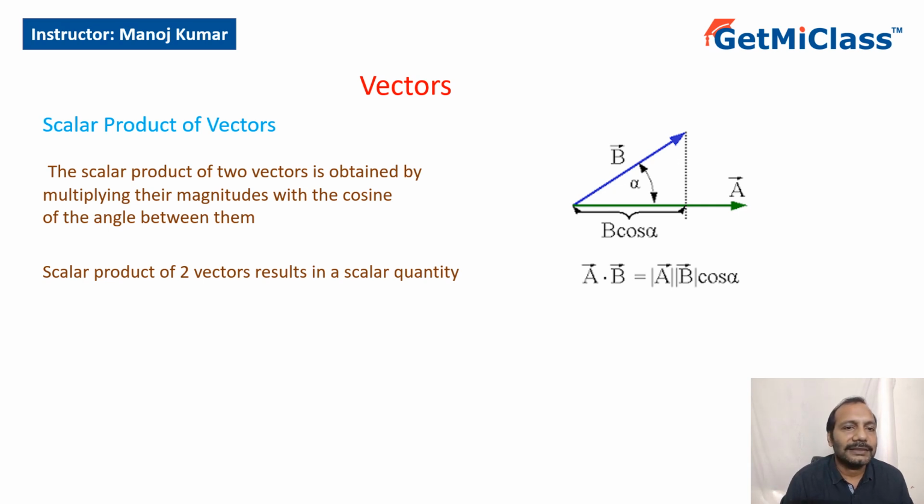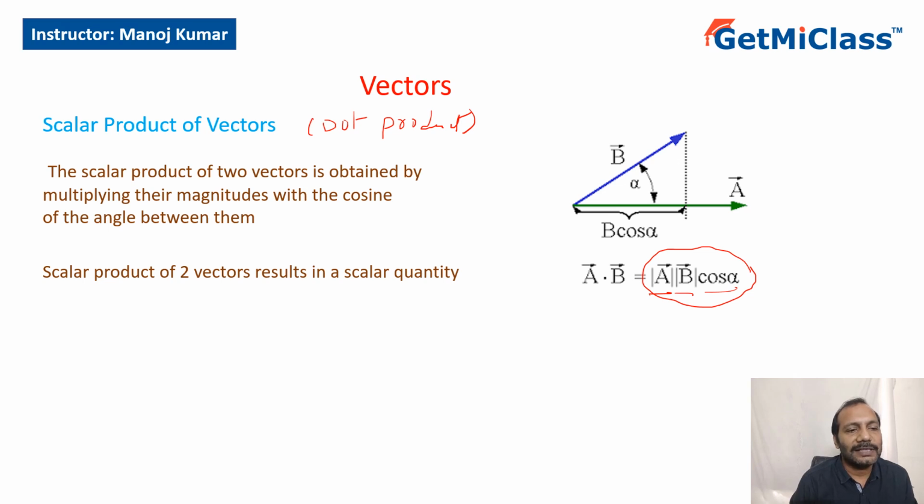So how do we find scalar product of two vectors? If I have vectors A and B such that the angle between them is alpha, then A dot B is given by A into B into cos alpha. So magnitude of A into magnitude of B into cos alpha. That's called scalar product, and this is a scalar quantity. That's why we call it a scalar product. It's also called dot product. So dot product or scalar product means the same, right?